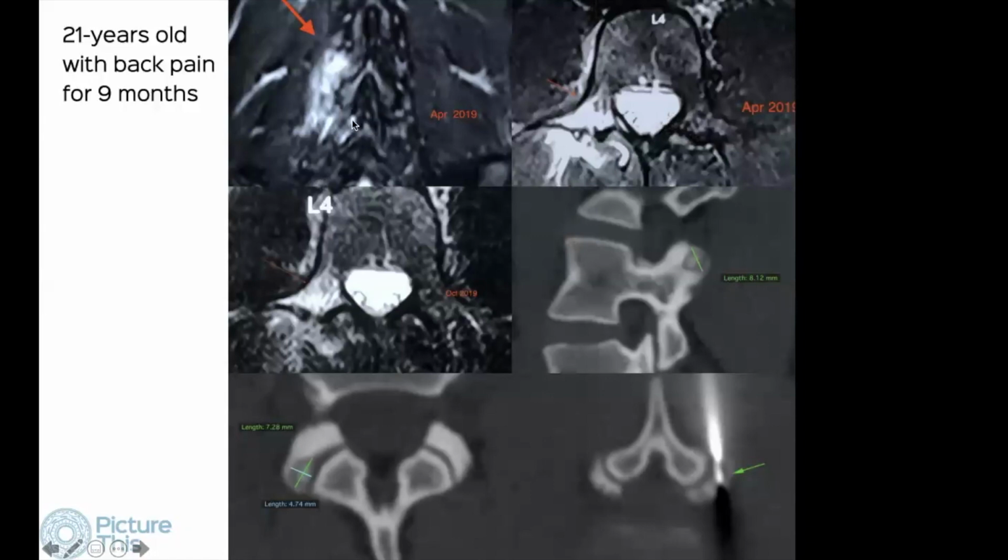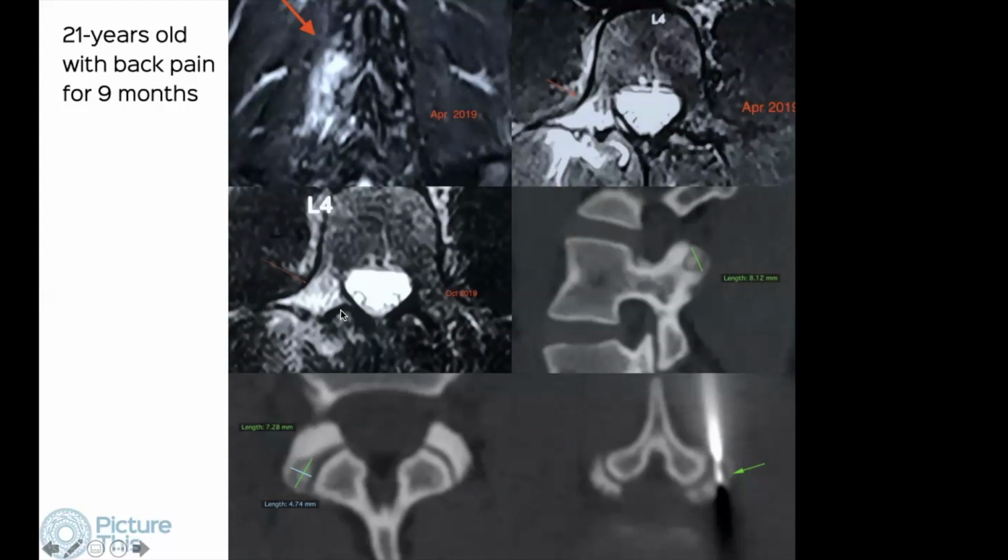Here is a composite image. We had posted this on Instagram. This patient presented with pain and marrow edema in April. Nothing was done. Then came back in October. Again, there was marrow edema. Nothing much was done.